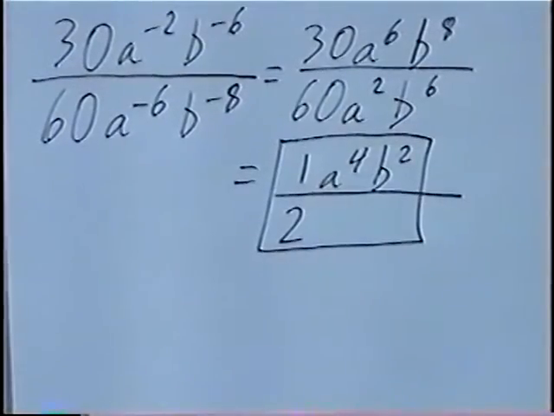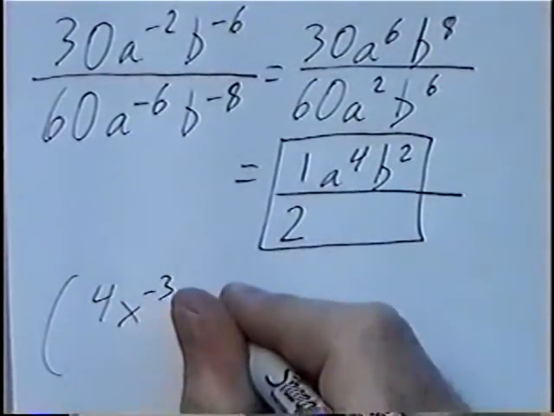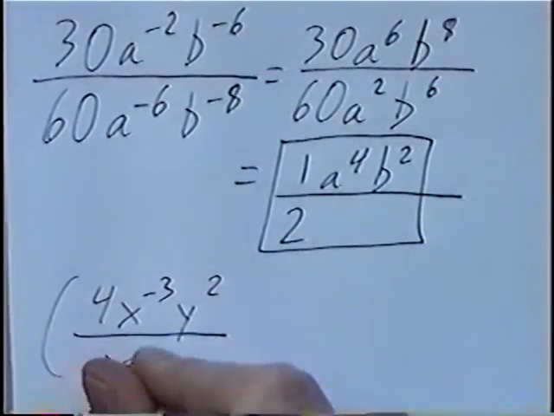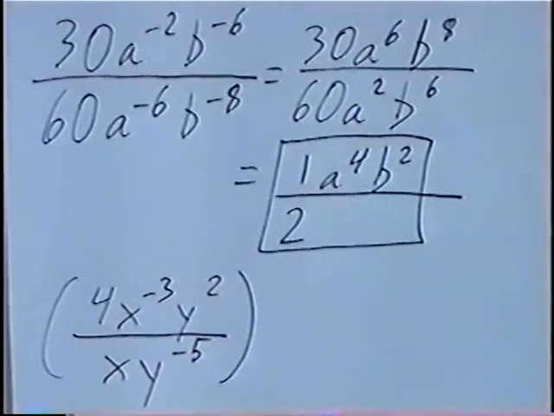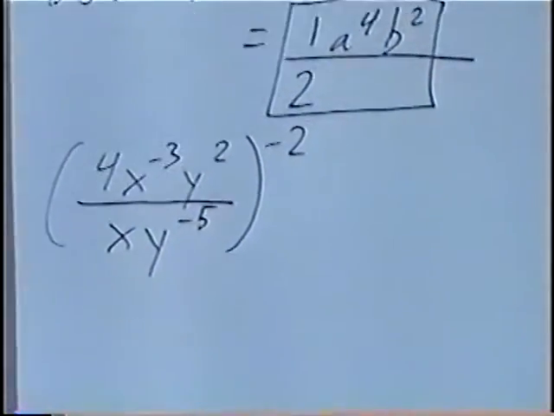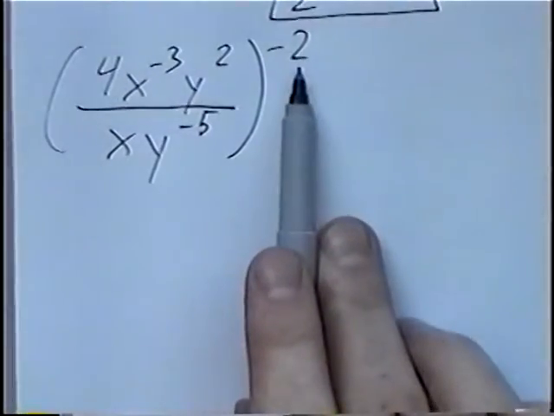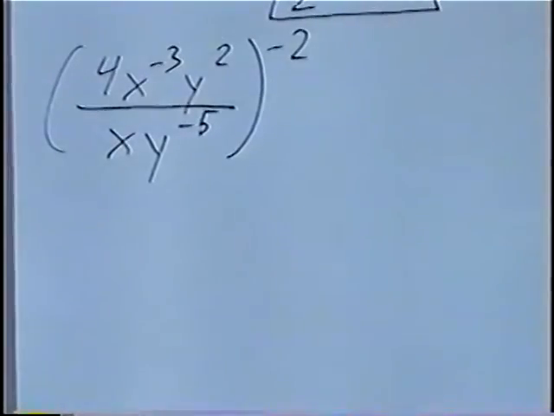Second question, and last question for the section. Inside parentheses, we have 4x to the negative 3rd power times y to the 2nd power divided by x, y to the negative 5th power. And outside parentheses, raised to the power of negative 2. One way to start this question, the exponent outside, negative 2, goes to each number and each term inside the parentheses.